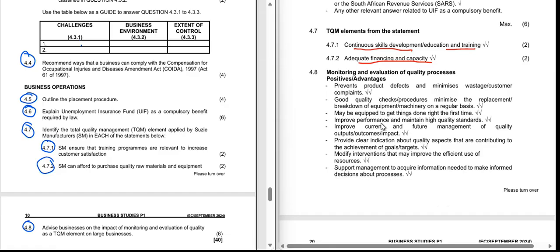May be equipped to get things done right the first time, improve performance and maintain high quality standards, improve current and future management of quality outputs, outcomes or impact, provide clear indication about quality aspects that are contributing to the achievement of goals, modify interventions that may improve the efficient use of resources, and support management to acquire information needed to make informed decisions about the processes. Okay, so this is where we're going to end our question paper.